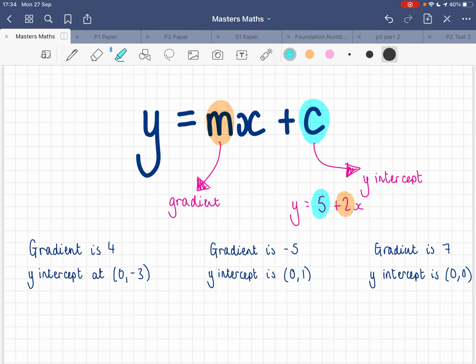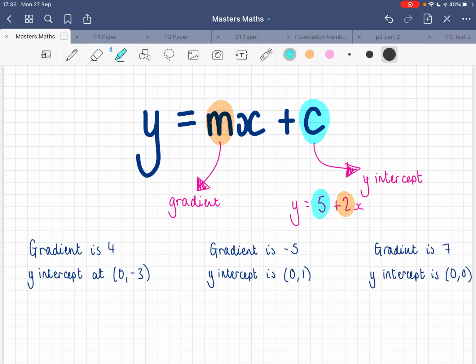Don't be put off and don't get it mixed up if they switch that around in an exam, because they quite often will, to try and trick you. Don't fall for the trick. The gradient is always the number that is attached to the x, okay? It doesn't matter if it comes at the beginning or the end, or in any place in the equation. It has to be the number attached to x. And then the y-intercept is the number that is added or subtracted to x.